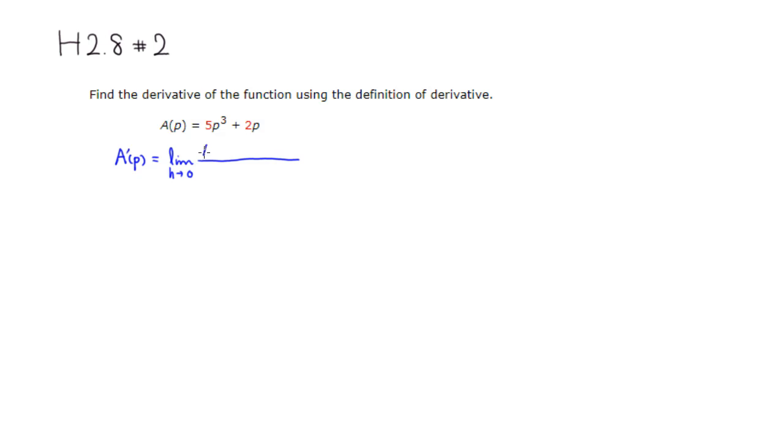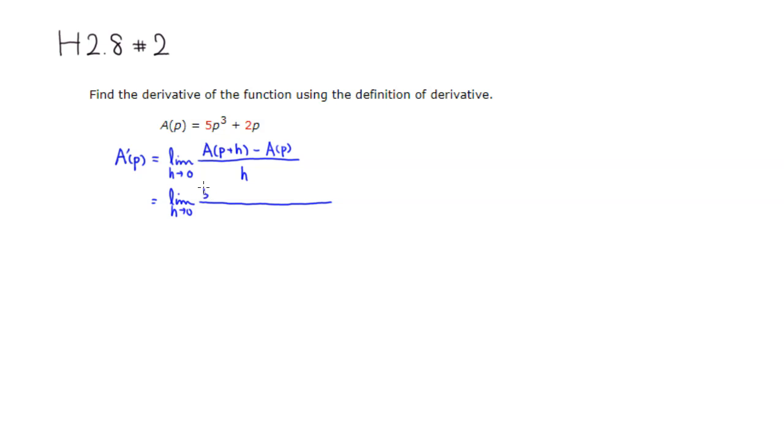Then we would have to do A of p plus h. We usually use x, but in this case the variable is p, so we have to use that. Minus A of p, all over h. Then using the function notation, we can write this difference quotient. So you have A of p plus h. Every time we see p in the formula, we're going to put p plus h instead.